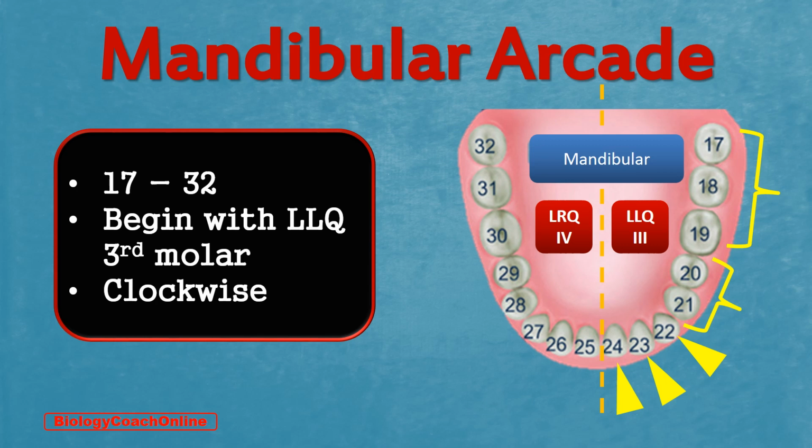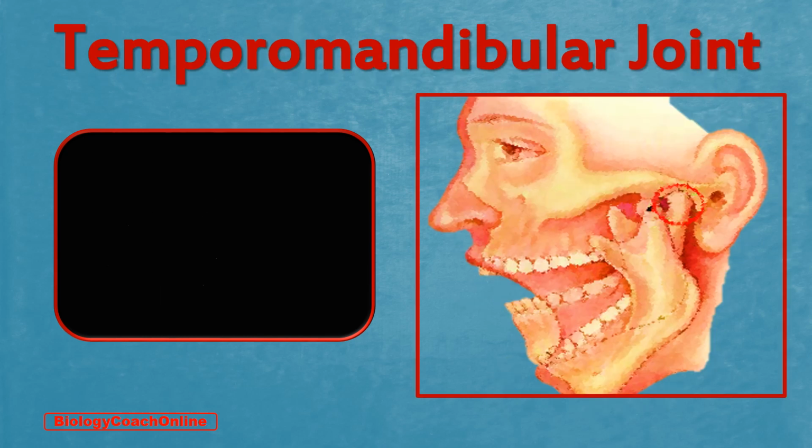Across the midline, we're into the lower right quadrant, number 25, mandibular right central incisor, lateral incisor 26, 27 is lower right cuspid, 28 first bicuspid, 29 second bicuspid, lower right first molar is 30, second molar 31, third molar 32. Let us now briefly examine the temporomandibular joint, or TMJ.